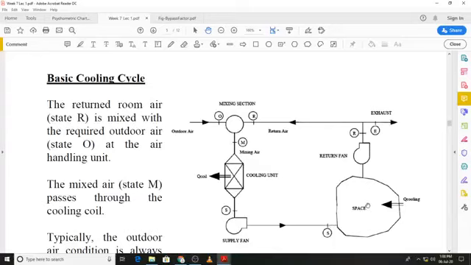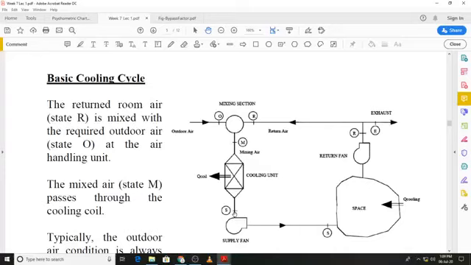This is the space which will be at state R, and you can see from the space the air is returned, part of which is exhausted. The recirculated air is mixed with the outside air, which is at state O. The resultant state is again shown by the letter M, and then because we are talking about summer air conditioning, the mixed air will then be passed through a cooling and dehumidifying unit to dehumidify and cool the air to state S.